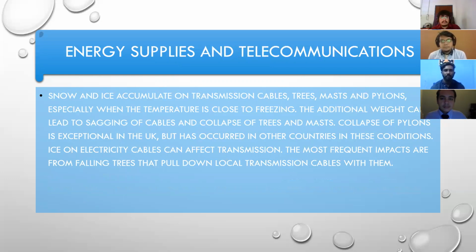Energy supply and telecommunications. Snow and ice accumulate on transmission cable, trees, masts, and pylons, especially when the temperature is close to freezing. The additional weight can lead to sagging of cables and collapse of trees and masts. Collapse of pylons is exceptional in the UK, but has occurred in other countries in this condition. Ice on electricity cables can affect transmission. The most frequent impacts are from falling trees that pull down local transmission cables with them.